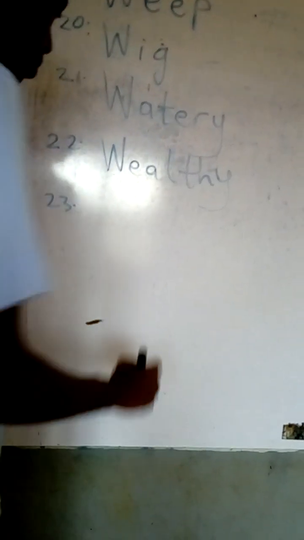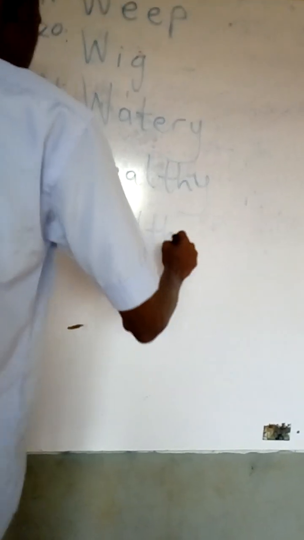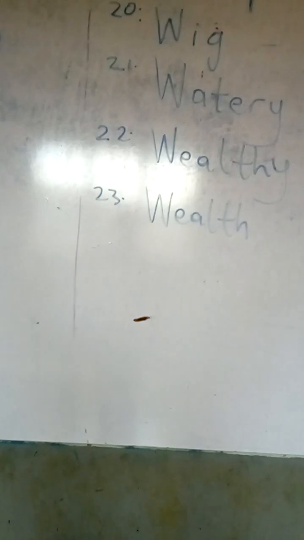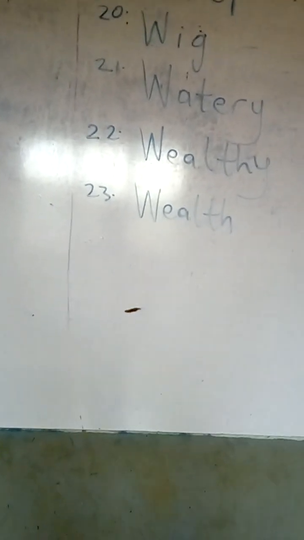welt. Spell welt. Welt. Yes. W-E-A-L-T-H. Welt. That is how to spell welt. W-E-A-L-T-H. Welt.